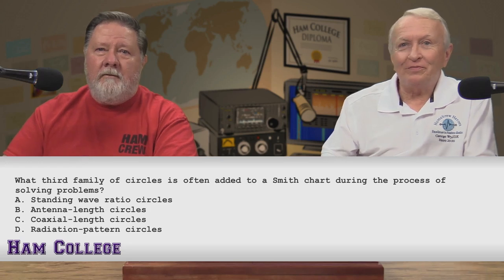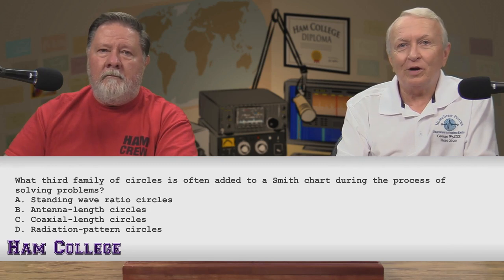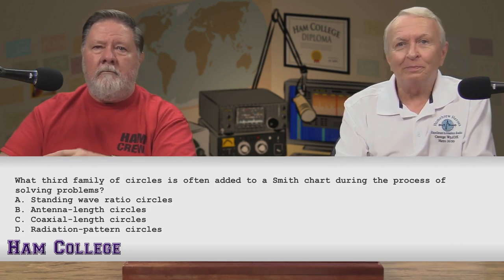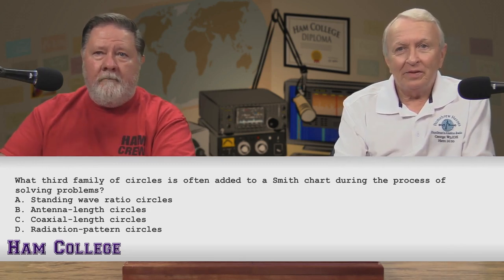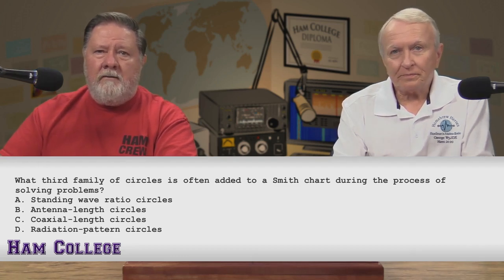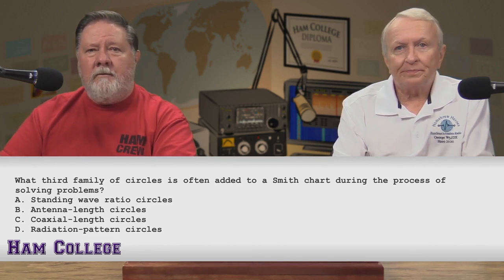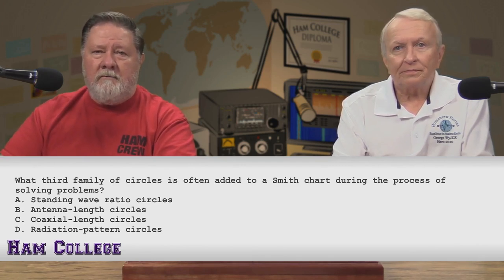What third family of circles is often added to a Smith chart during the process of solving problems? A, standing wave ratio circles. B, antenna length circles. C, coaxial length circles. Or D, radiation pattern circles.